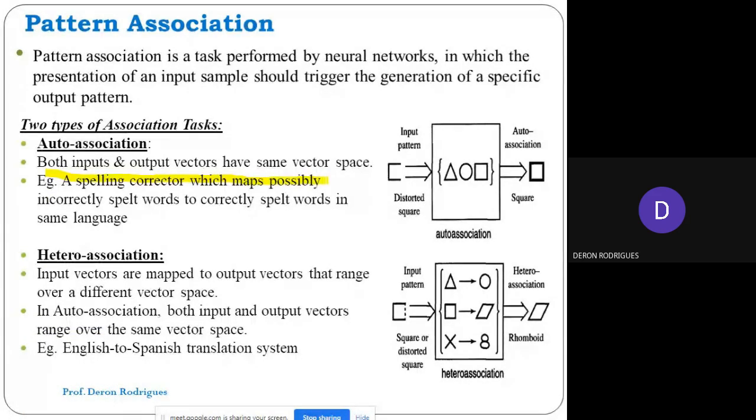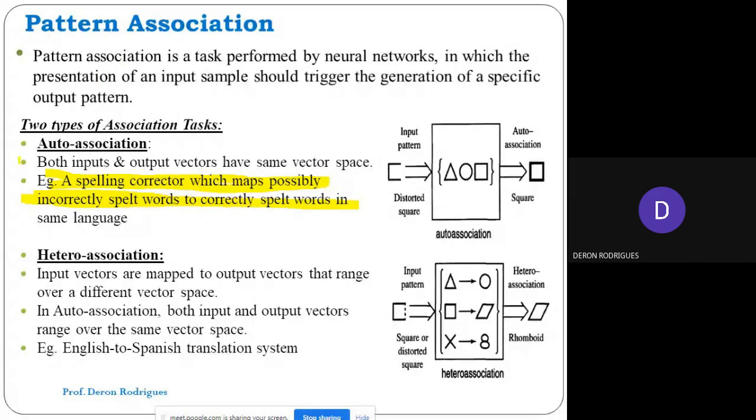So, a spell checker maps the incorrectly spelled words to the correctly spelled words in the same language. Basically, in the previous example, I said you can read this. All four words were misspelled. In that particular model, I will have in memory all the correctly spelled alphabets, and it will try to check which words are incorrectly spelled, modify those words, and tell you the properly spelled word. So that is the task of auto association.